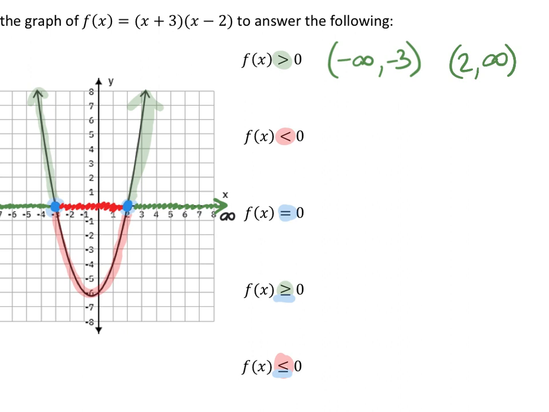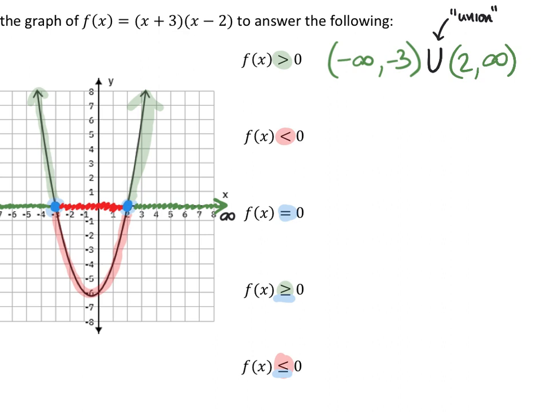Now in this notation, if you want to answer two intervals like we have, where there's two parts, you're going to put what's called a union symbol in between them. It's just a giant U. It stands for the word union. It's like the word or in math. So it is green, or it is above 0 from negative infinity to -3, or from 2 to infinity. Both of those options are where it's green.